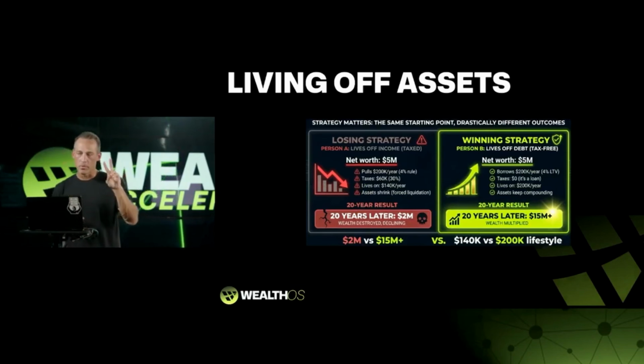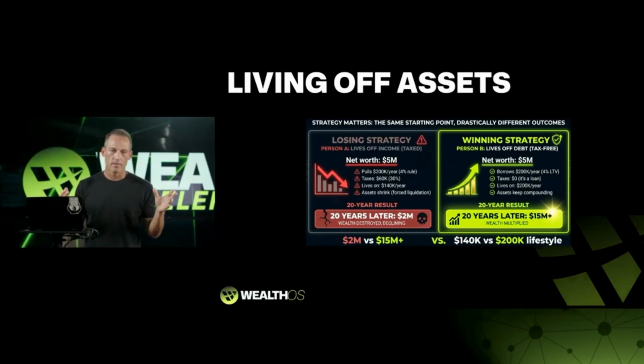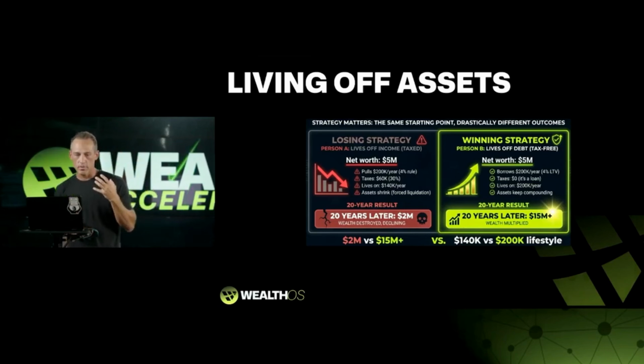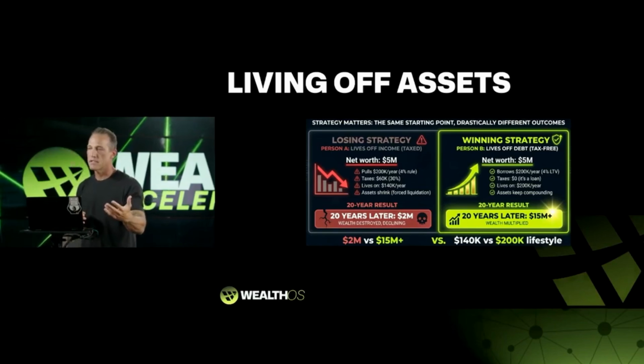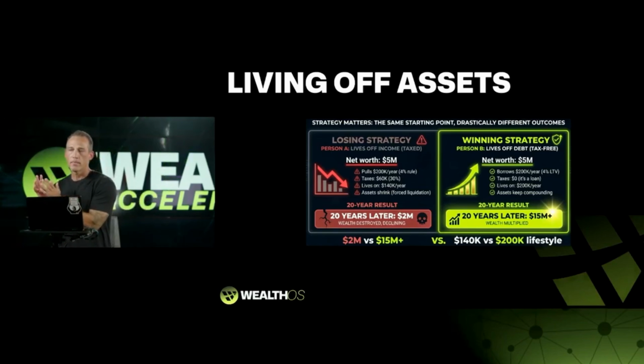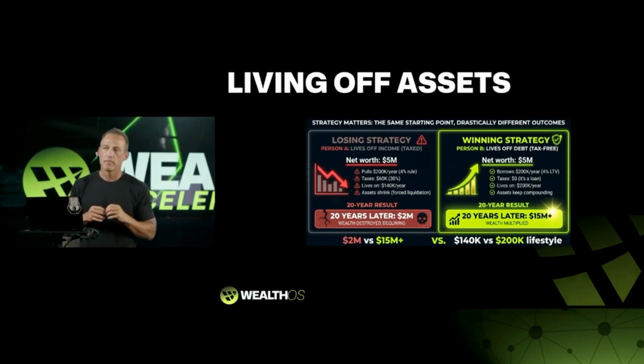We can have 2 people, same net worth. Let's say they got to the end of their life, they managed to save $5 million. Person A lives off income, so it's all being taxed. They're pulling $200,000 per year, paying about $60,000 in taxes, living on what's left, about $140K. 20 years later, net worth $2 million, but he has to sell his assets to live.